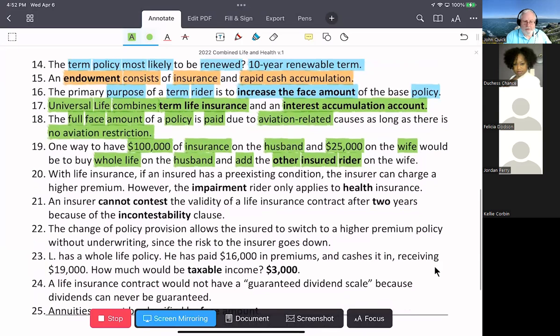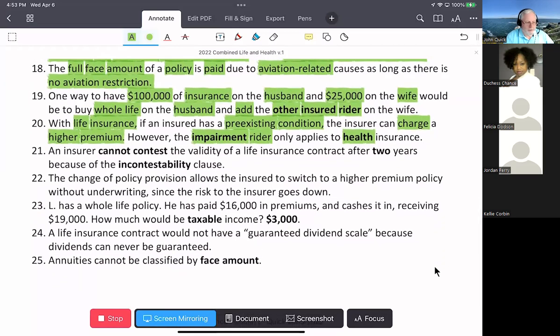Now, there's another kind of a crazy term called impairment rider. The impairment rider says if you've got a bad back, they may not sell you, they may exclude that on your disability policy. But that only applies to health insurance. They can't say with life insurance, if you have a pre-existing condition, they can charge a higher premium, but they can't put on an impairment rider. Anything to do with your heart, we ain't gonna pay. They either do or they don't.